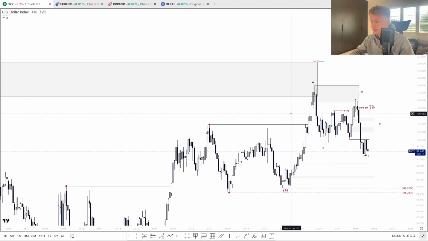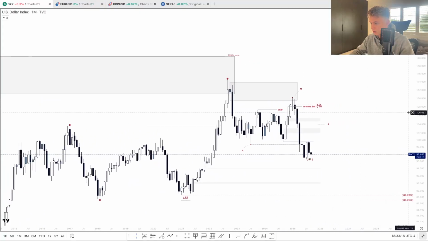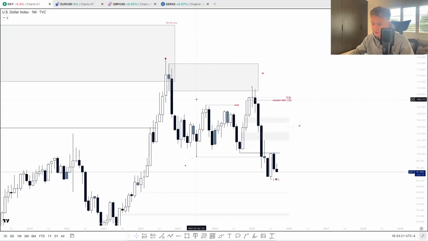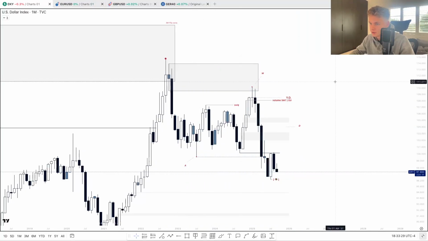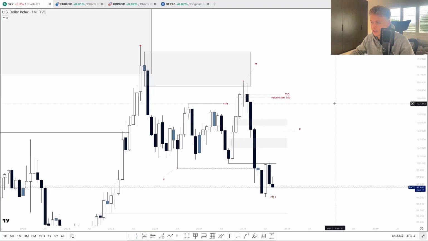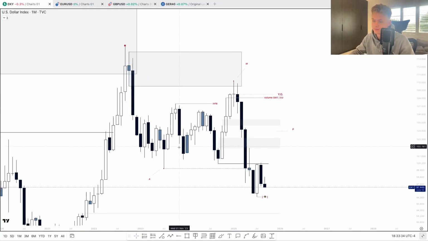The main thing that I would like you to look at is basically the last 2.5 years. This area right here is our main focus on price right now. What we can see is a textbook accumulation, manipulation, distribution. We've got accumulation here with liquidity being built on both sides: equal highs up here and equal lows down here. We've got the manipulation.